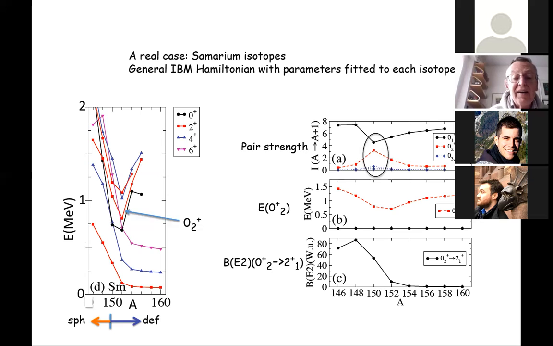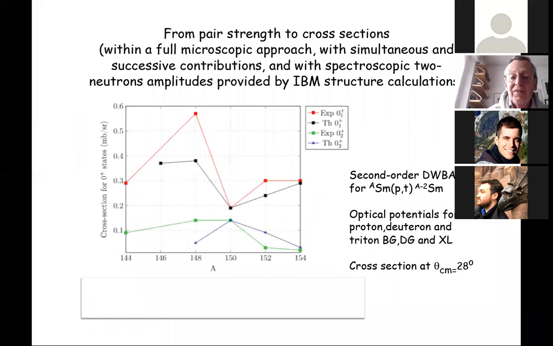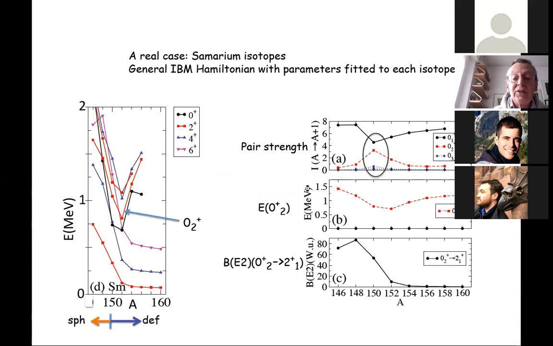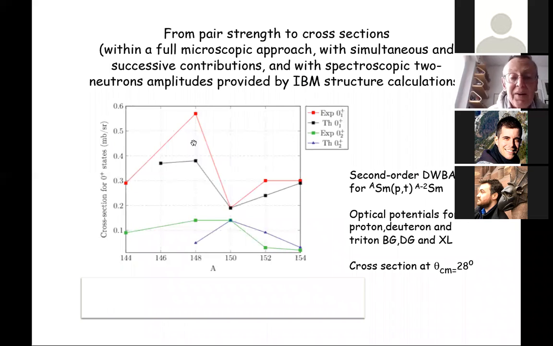If these are pairing strengths, so matrix elements of the pairing operator, what happens if I now really calculate cross sections? Okay, and these are calculations where one has moved from the pair strength to cross section within a fully microscopic approach with simultaneous and successive contributions, with the 2-neutron amplitude provided by the IBM, and here you finally compare experiment with data.